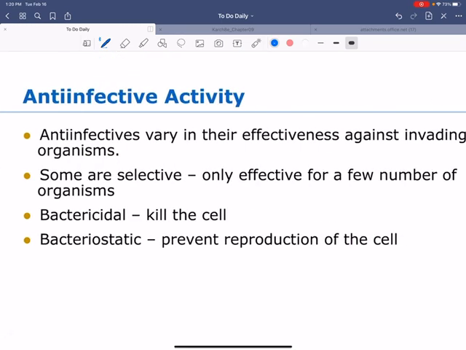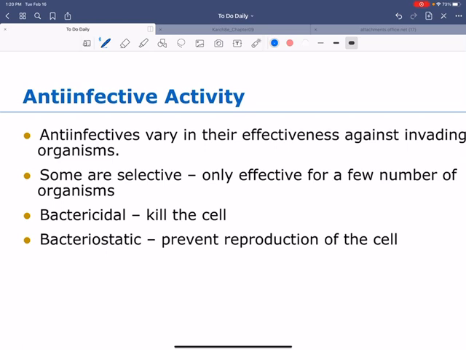All right, so anti-infective activity. They vary in their effectiveness against invading organisms. So it just depends, again, on the specific medication. Some are selective, meaning that is more of a narrow spectrum antibiotic, or some are more of a broad spectrum, and they are effective for a lot of organisms.